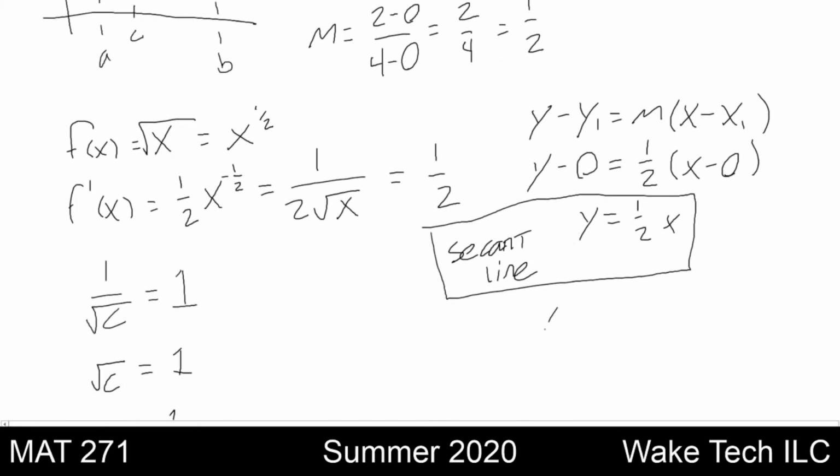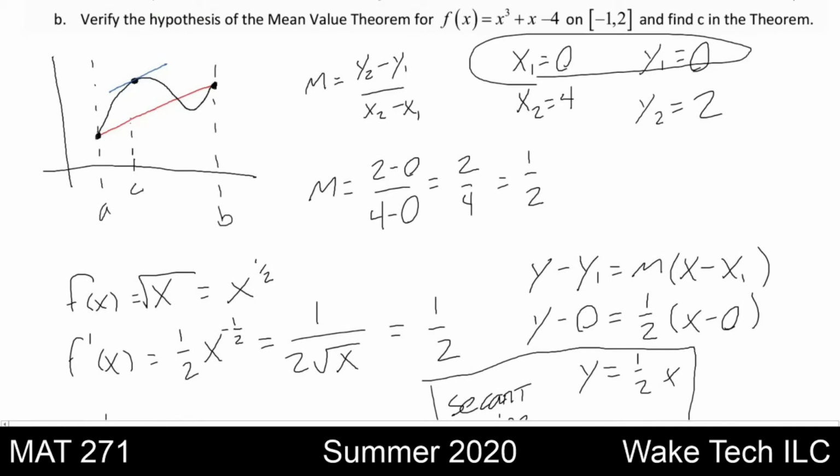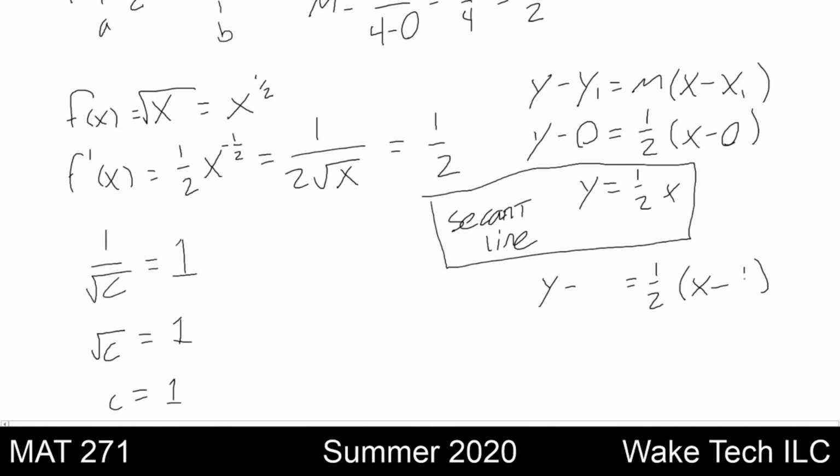The tangent line is really similar. Y minus y1 equals 1/2 times x minus x1. We just have to find out what is x1 and what is y1. Well, x1, as you can tell on our picture here, is just c. So c for us is 1, so it's x minus 1.